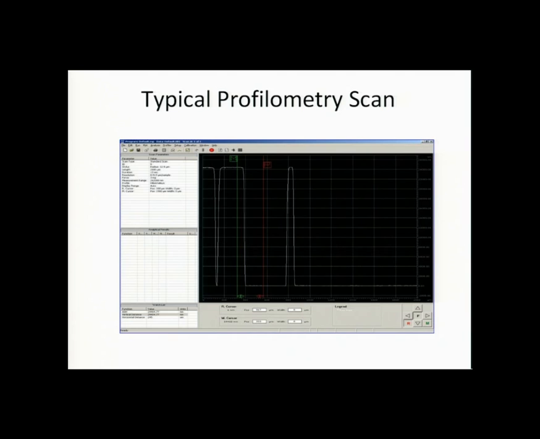In this example graph, the height scale is dramatically different than the length scale. So that's typical. These scales are not the same. It might only be, let's say, hundreds of nanometers tall, while the scan might be several tens of microns long. So that's typical for showing you feature heights, step heights, and different things of that nature.